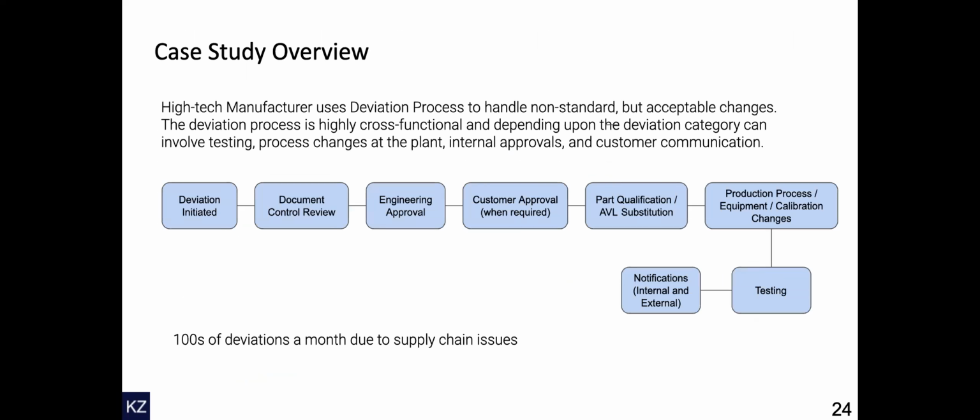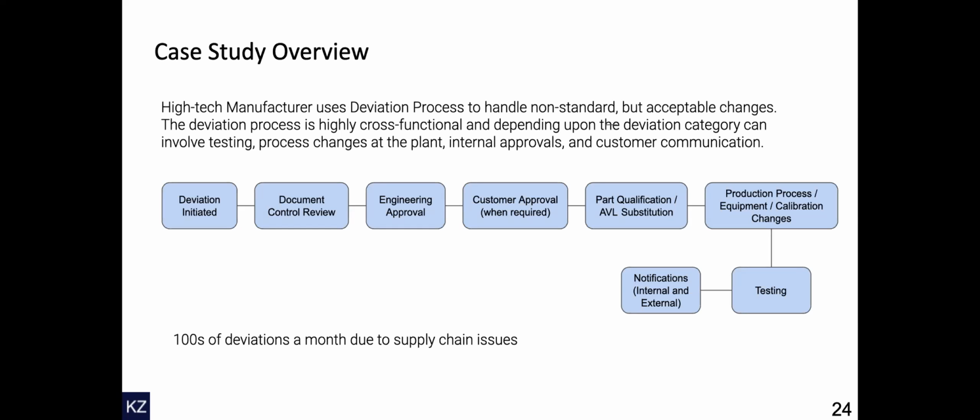The second case study is about a deviation. This is from a high-tech manufacturer where they use a deviation process to handle non-standard but acceptable changes. If you've followed the last 2-3 years of supply chain issues, there have been so many issues that many high-tech manufacturers, and even automotive and other areas, had to do lots of deviations, part substitutions, and changes to testing regimes because of that. So, hundreds of deviations a month.